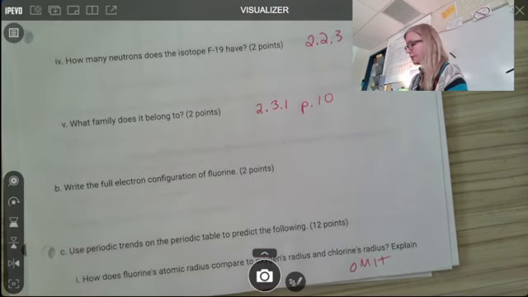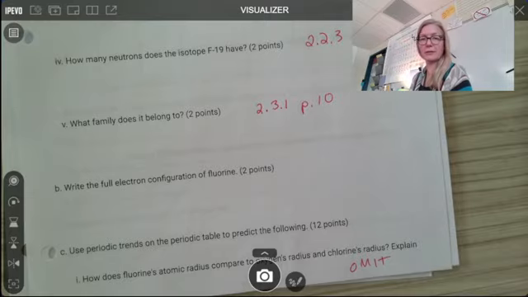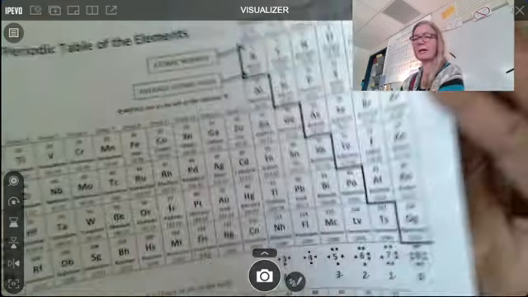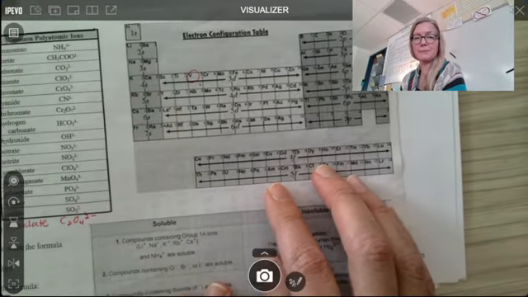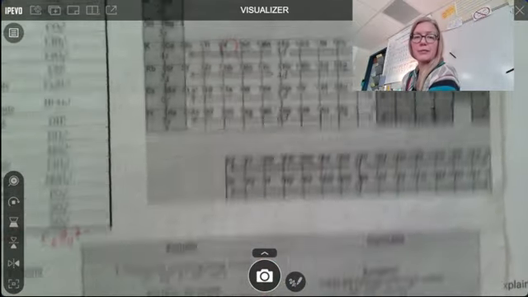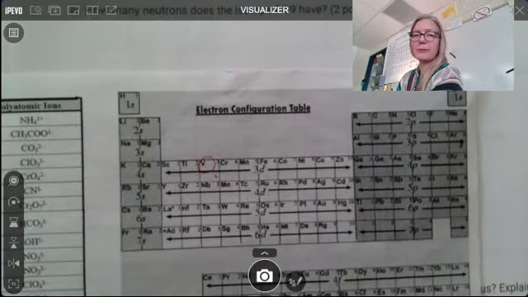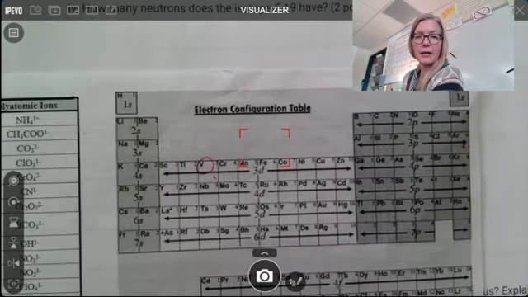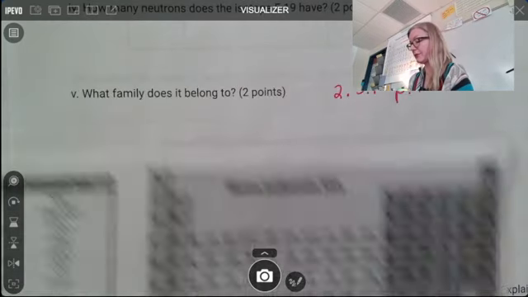The full electron configuration of fluorine. I would not recommend looking in the text for this because they didn't do a good job of explaining it. Just look on the back of the sheet I sent you, okay? This will help you trace your way through the periodic table to figure out the electron configuration.